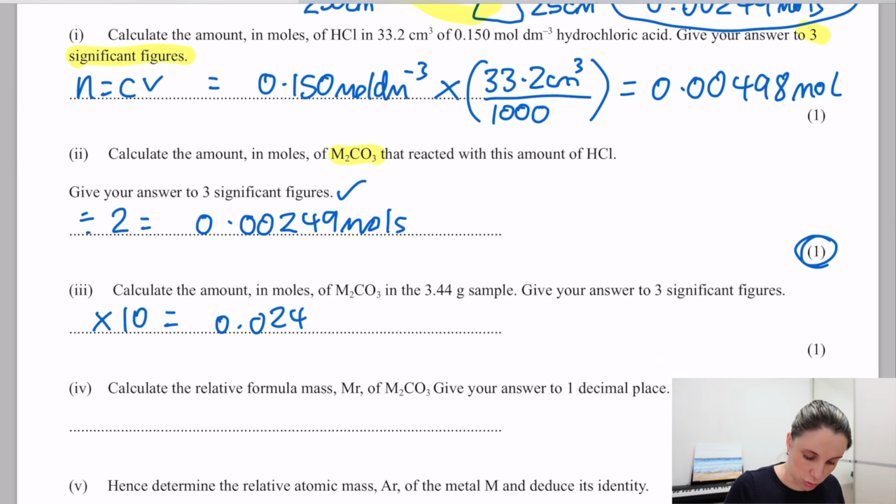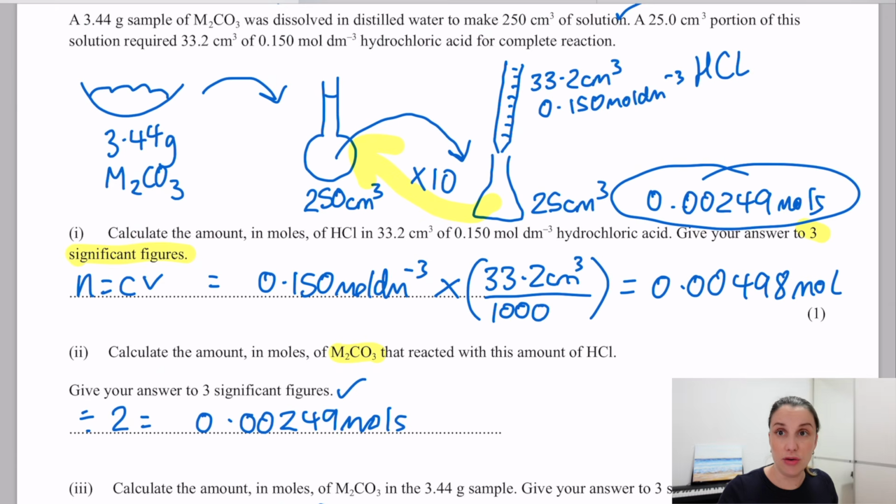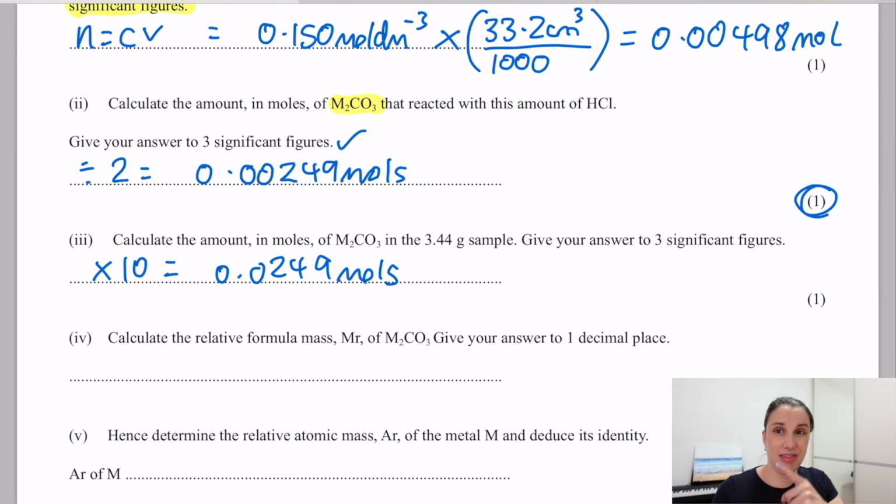0.0249 moles. Because whatever moles were inside my volumetric flask were also inside the powder, because all the powder went into the volumetric flask, and then I took 1/10 of it out. So this is the part that people often get a bit stuck on. You really need to think about what was happening in the process.